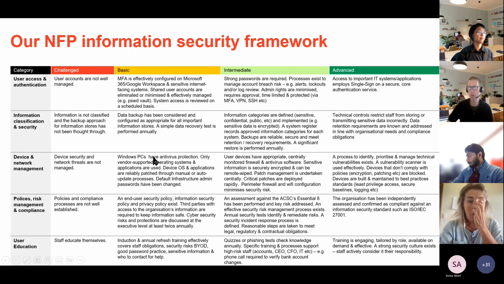Many organizations will say we need to go that next step to the intermediate. Some organizations will go all the way to advanced, but we're still working with a lot of organizations getting these basic protections in place to make sure they've got those fundamentals.